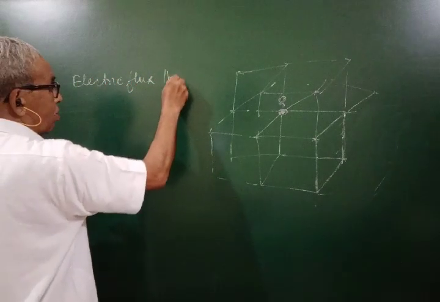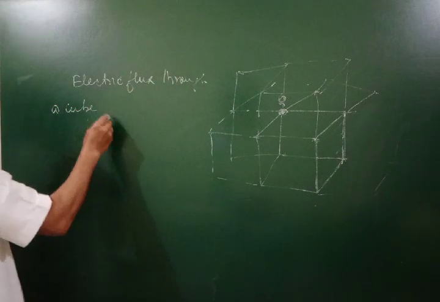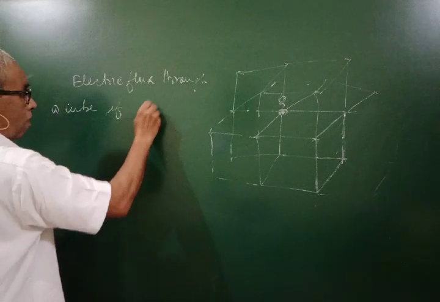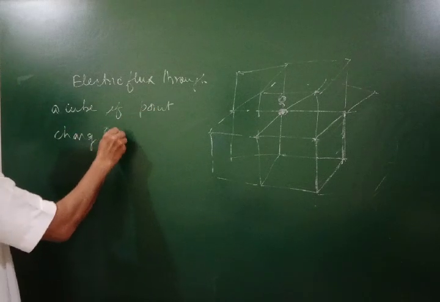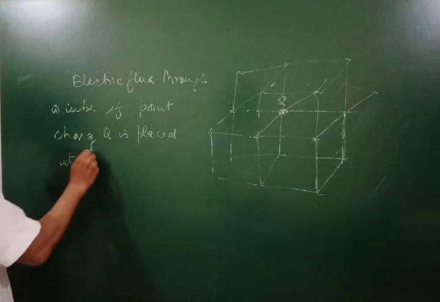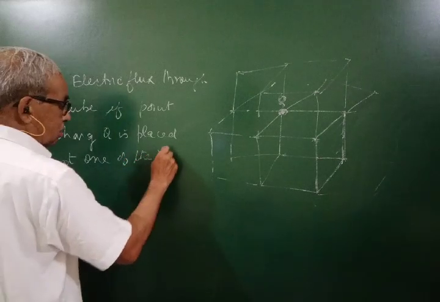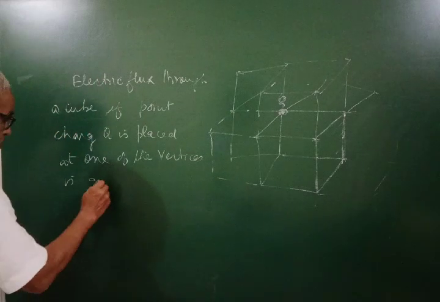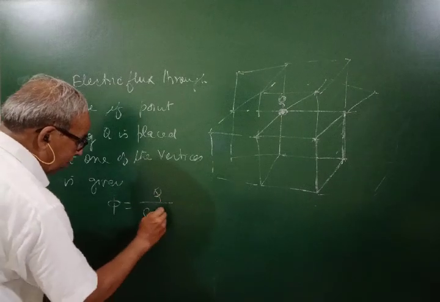And hence the electric flux through a cube, if a point charge capital Q is placed at one of the vertices (plural of vertex), is given by phi equal to Q upon 8 epsilon 0.